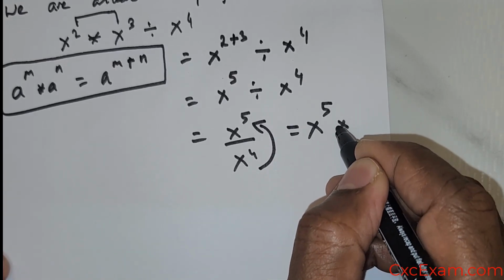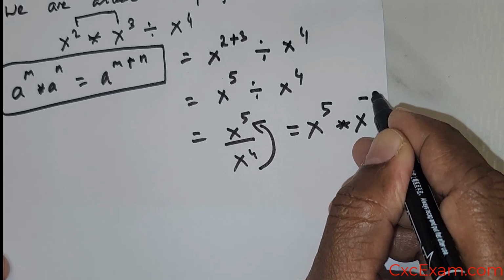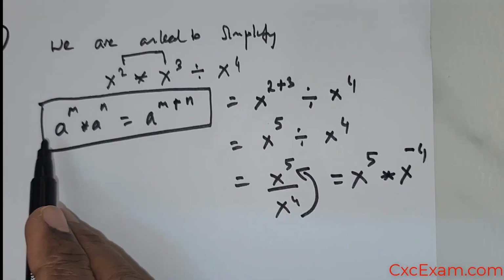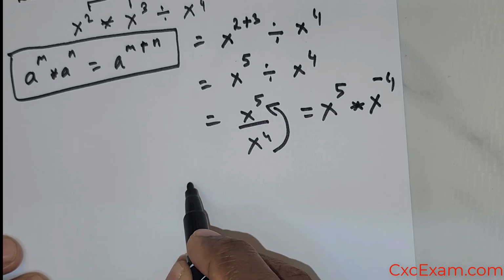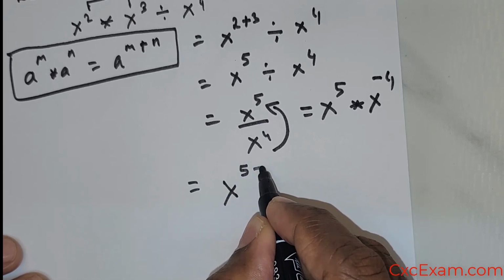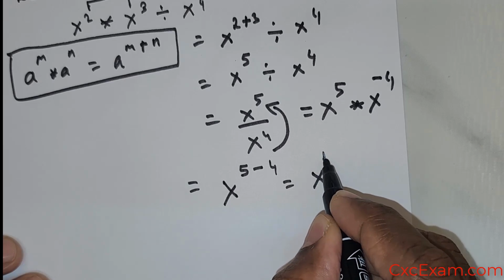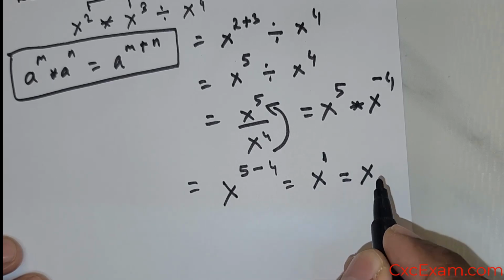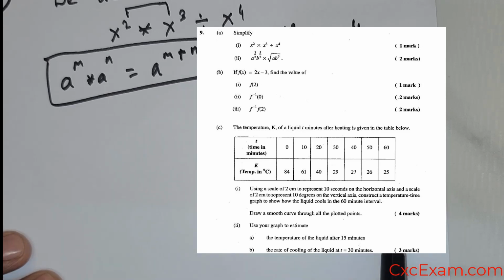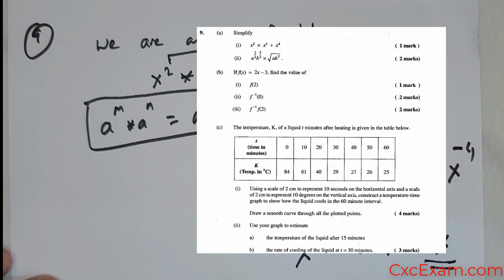multiplied with x raised to the power of 4 with a negative sign. According to the law of indices, this can be rewritten as x raised to the power of 5 adding negative 4, which will give us x raised to the power of positive 1, which is equal to x. So therefore the solution is x for this question.